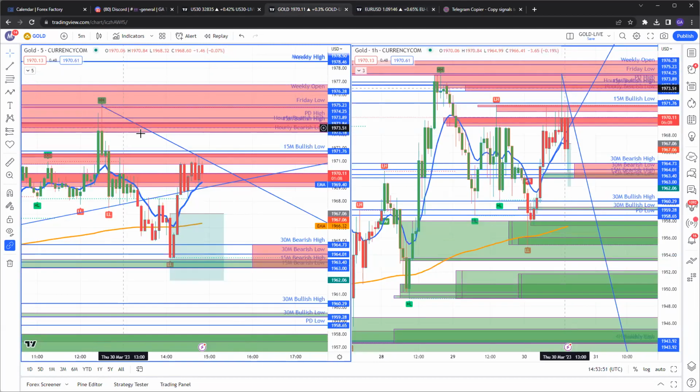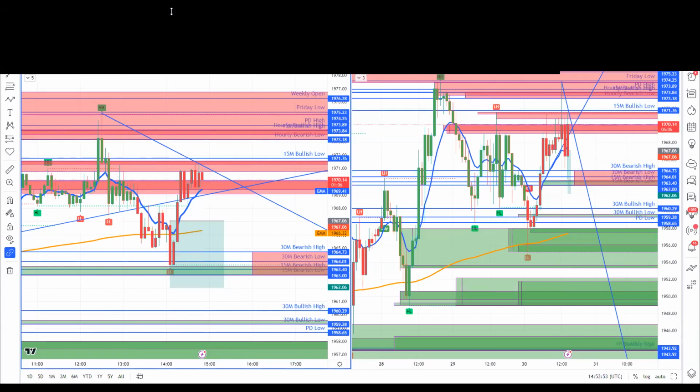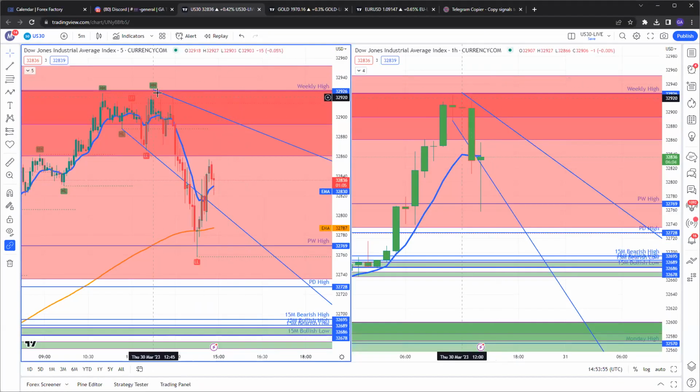Gold, again, wait for a lower high to be established on gold. US30, the same thing. Wait for a lower high to be established so that you can connect this trend line to that lower high. Does anybody have any questions? I'll have to end the stream early today.